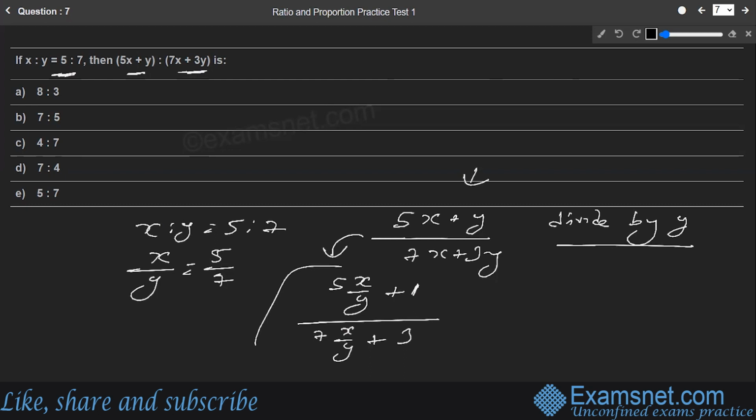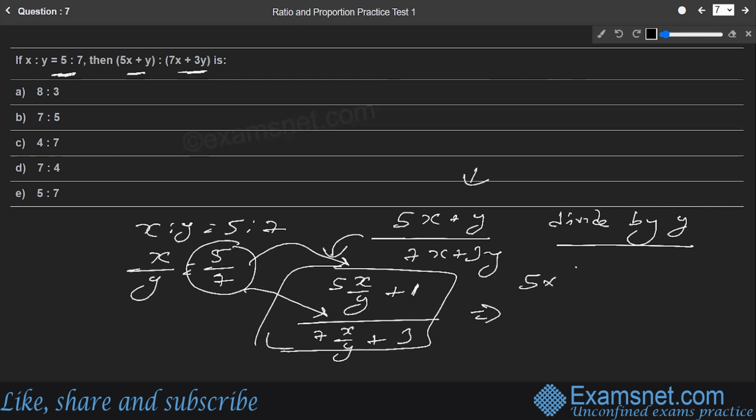So this is the new expression that I manipulated my older expression into. Now, the x by y value is already given to us as 5 by 7. So I can put the x by y value in the new expression that I received. If I do that, what do I get? 5 into, in place of x by y, I'm going to write 5 by 7, plus 1 divided by 7 into x by y, again 5 by 7, plus 3.